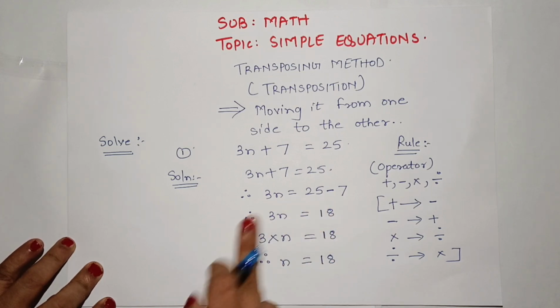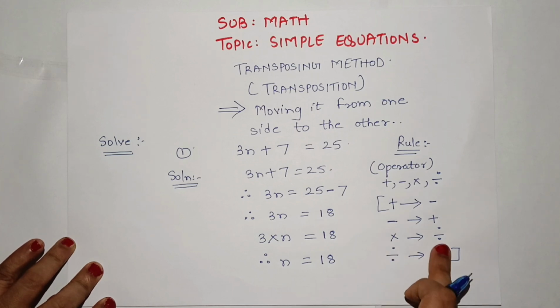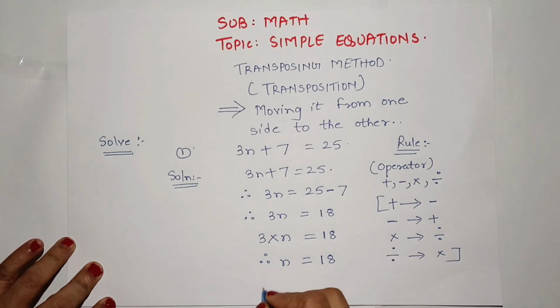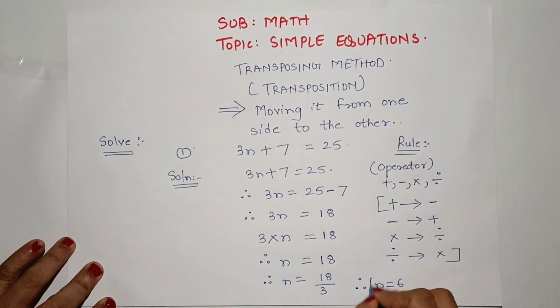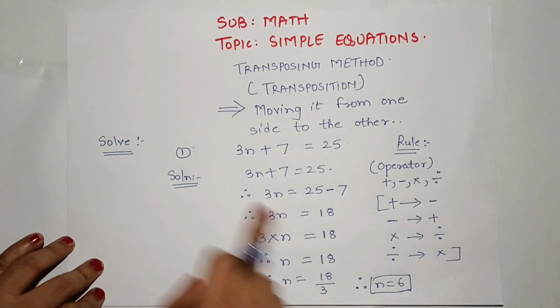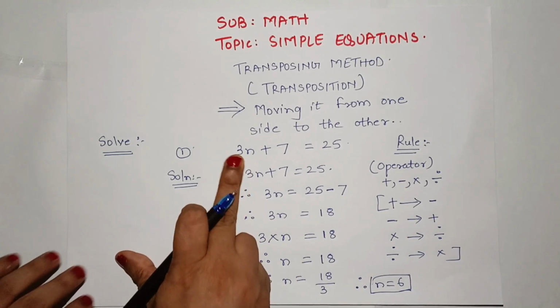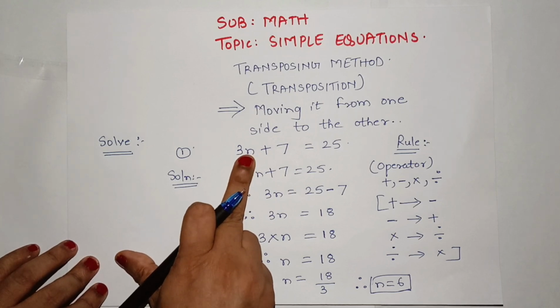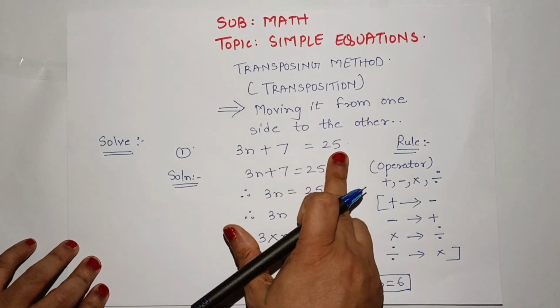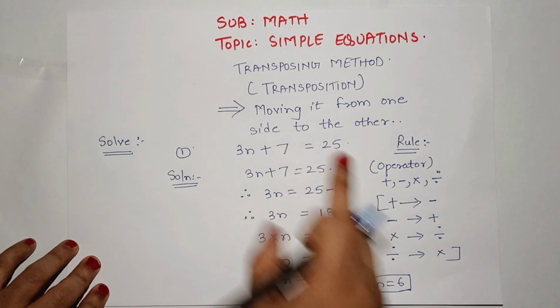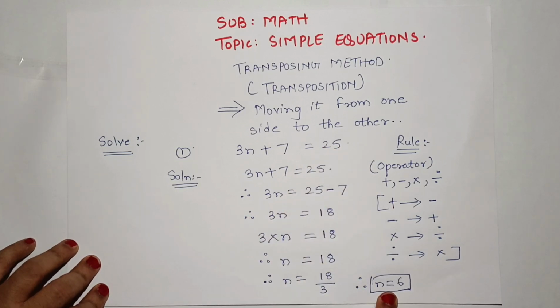Now this 3, when you shift it there, multiply will become what? Divide. Therefore n equals 18 by 3. So what is the final answer for n? 6. If you want, you can recheck your answer. Substitute this 6 over here. 3 sixes are 18. 18 plus 7 is 25. LHS is also 25, RHS is also 25. It means your answer is correct.